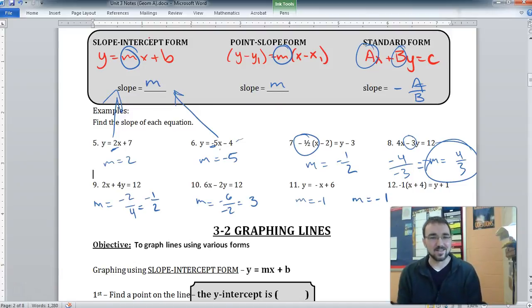Okay, so go ahead and check your answers. We have m equals negative 1/2 for 9, 3 for 10, negative 1 for 11, and negative 1 for 12. Pretty easy, pretty straightforward. Let's move on.